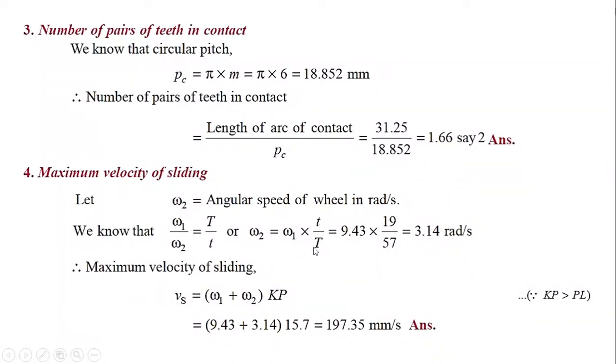Vs equal to omega 1 plus omega 2 into KP. Here omega 1 is equal to 9.43 and omega 2 is 3.14 and KP value is 15.7. Solve this and we will get the value of 197.35 millimeters per second.